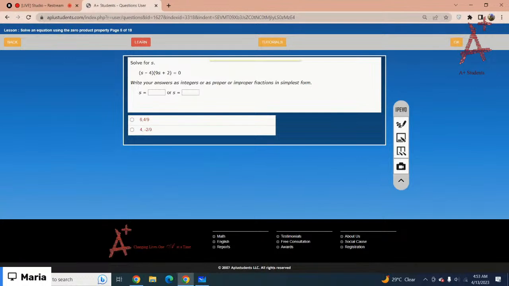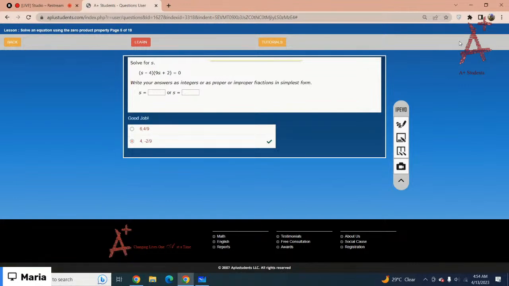Okay, solve for s. s minus 4 times 9s plus 2 equals 0. So which is the correct option? You have to equate both the factors to 0. So it would be 4 and negative 2 over 9. Got it?